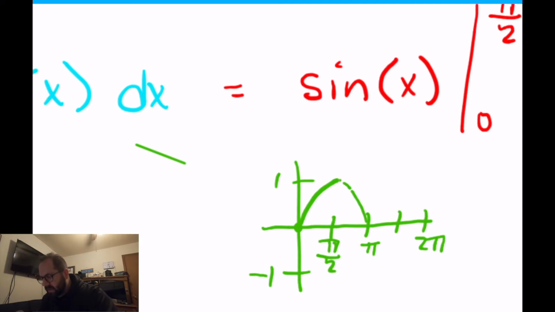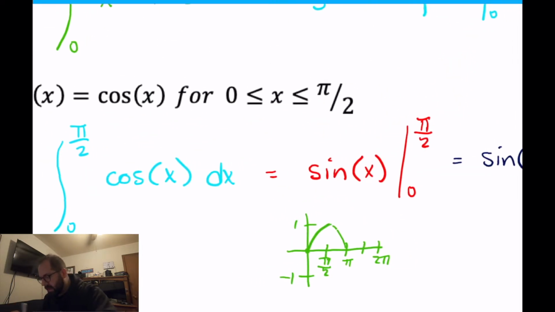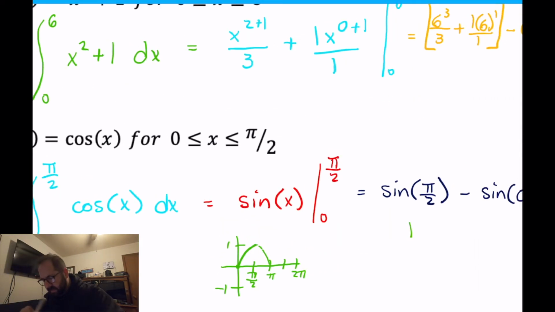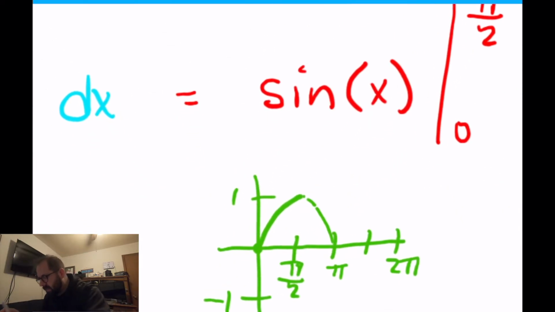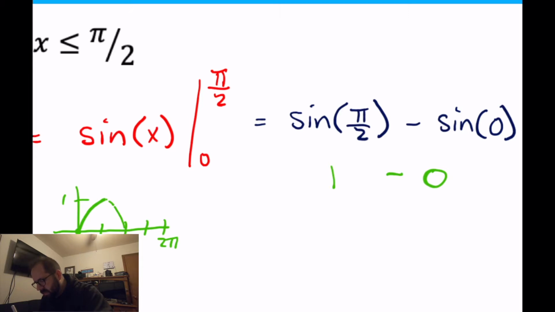So it looks like the sine of pi over 2 is 1. It's at its highest point. And the sine of 0, well, 0 is 0, right? That's where it starts. So 1 minus 0, and this would be just the number 1. There's your exact answer.